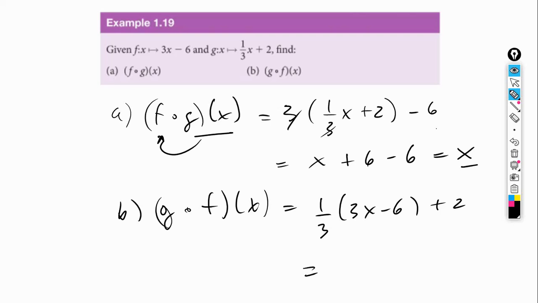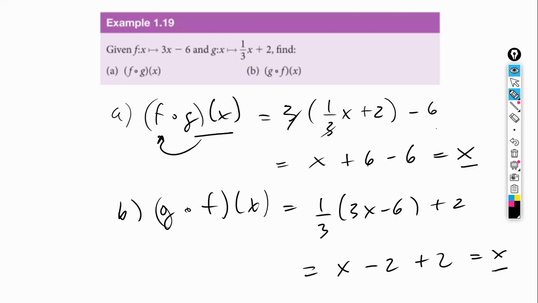So in this case, we're going to get x minus 2 plus 2, and this also equals x, the identity function. So why is that? Why is it that g of f of x equals f of g of x, and they both equal x? Well, the reason for that is that this is actually a test for something that is called inverse functions.